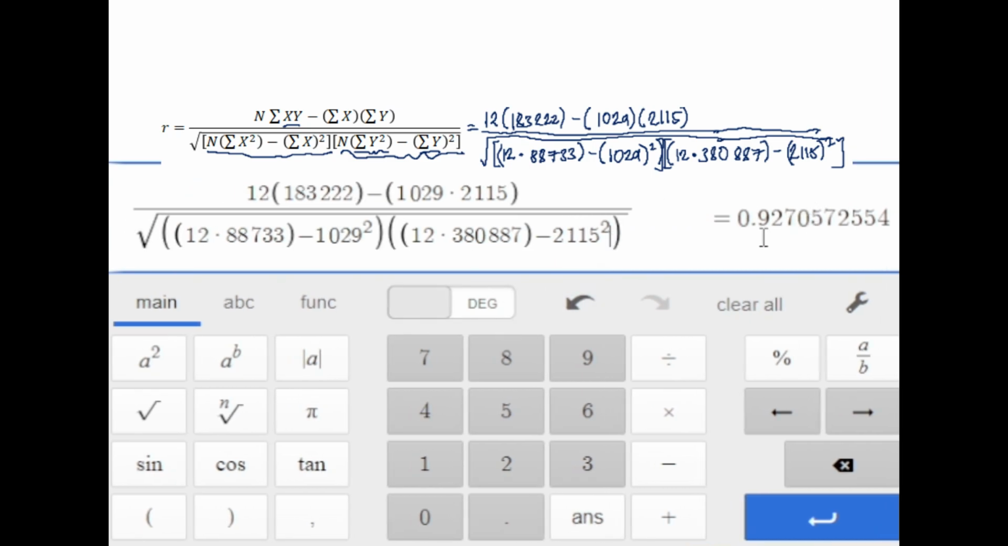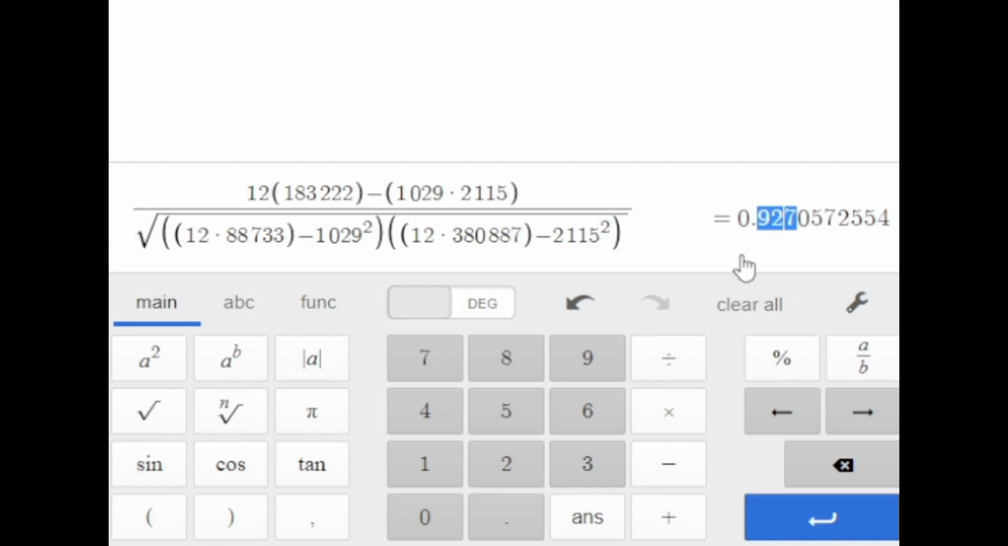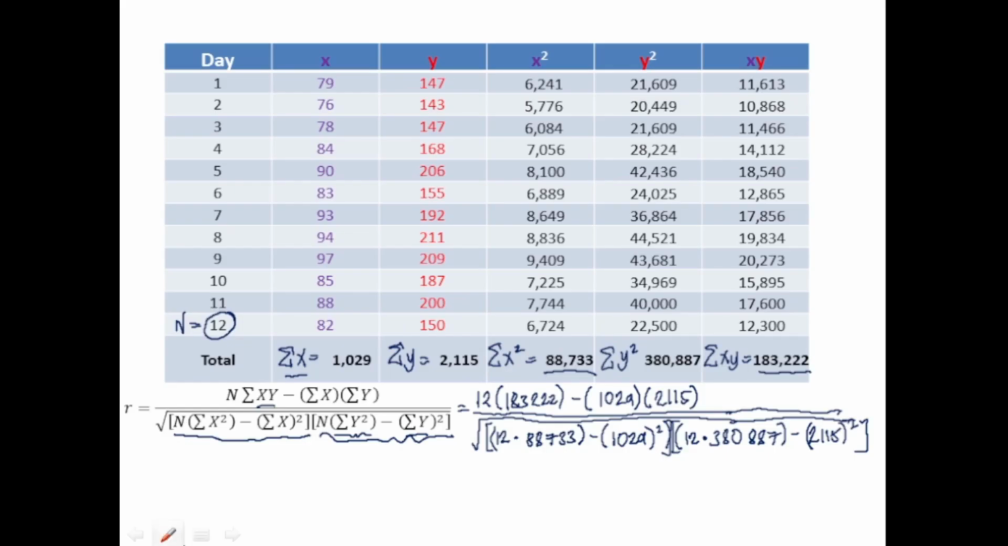If you notice, the result is 0.927057255, but we need to get only 2 decimal places. So when we round this off, it becomes 0.93. Okay, 0.93. So now we have R.